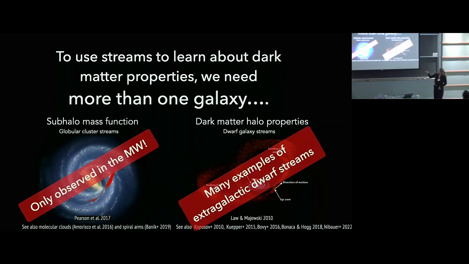All right, so the problem is that we've so far only observed stellar streams from thin globular clusters in the Milky Way. We've never seen them extragalactically. And we have seen many of these dwarf galaxy streams extragalactically, but not a lot of them have been used for dark matter science yet. They've more been used as a demonstration of how hierarchical galaxy formation is real.